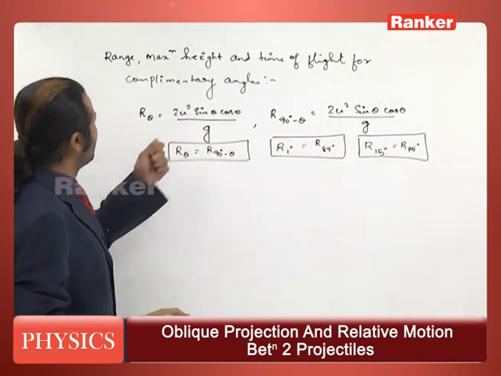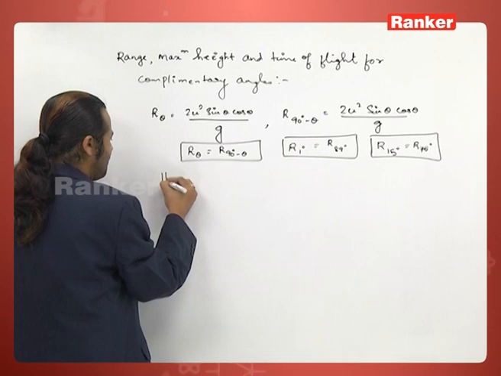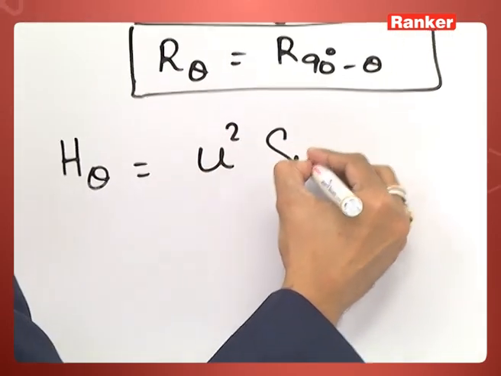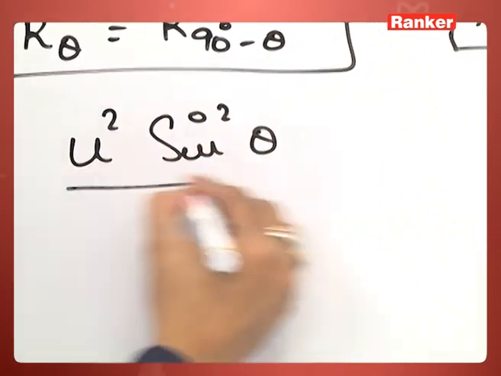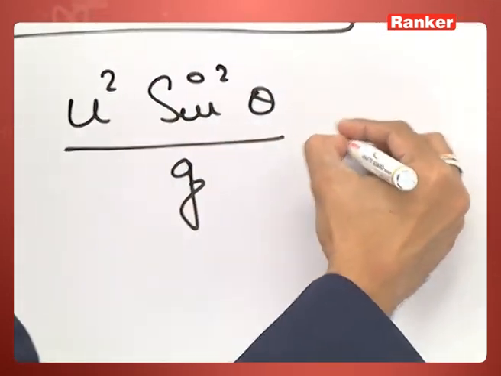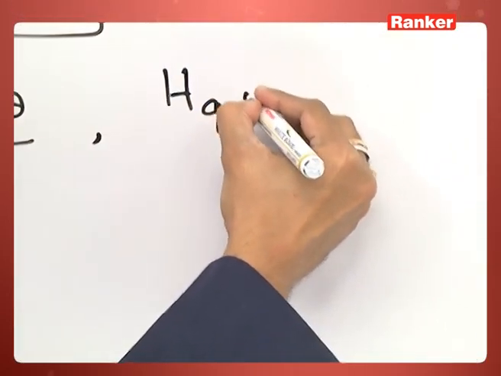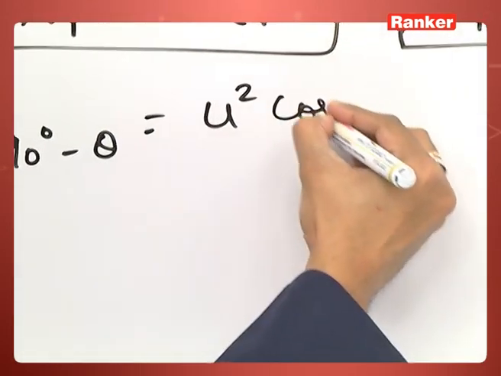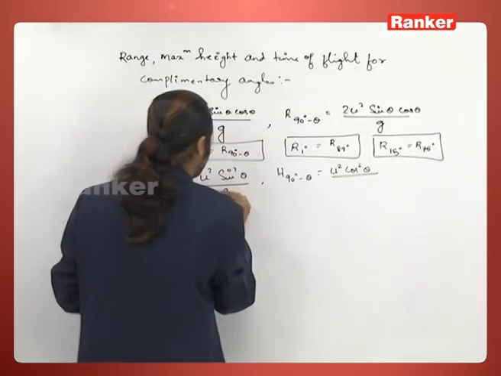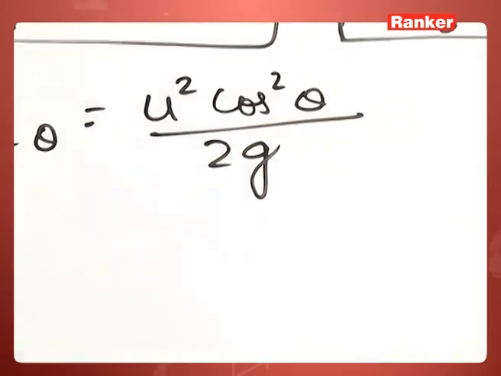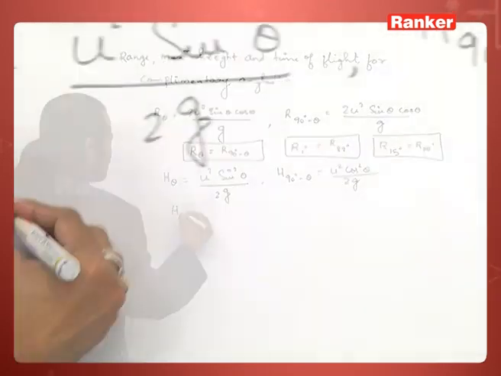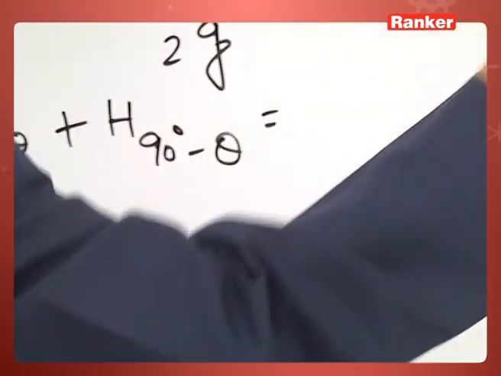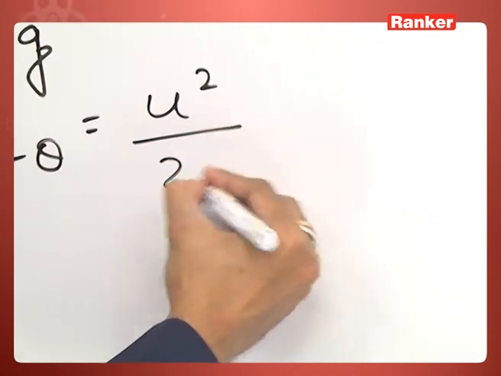Let us have height. Height for theta is u square sine square theta by 2g. Height for 90 degree minus theta is u square sine square of 90 minus theta, which is cos square theta, by 2g. Now if I add these, h of theta plus h of 90 degree minus theta is equal to u square divided by 2g.